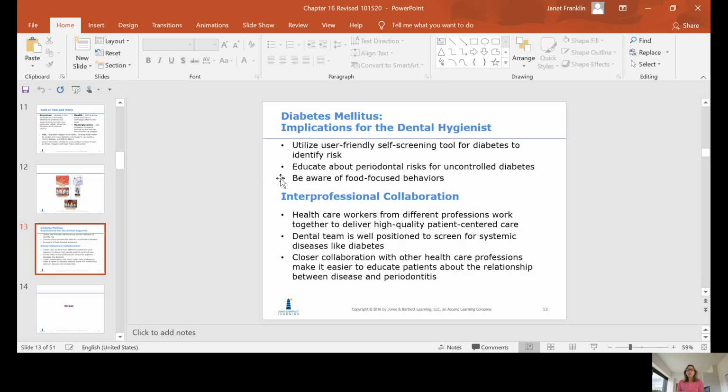Interprofessional collaboration. Your dental team is going to work closely with other healthcare professionals that are involved in this patient's care. Oftentimes it requires discussions with physicians or nurse practitioners to find a good balance or relationship between the disease and how to manage periodontitis.